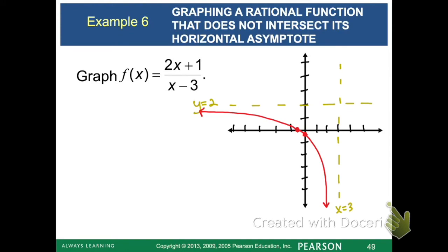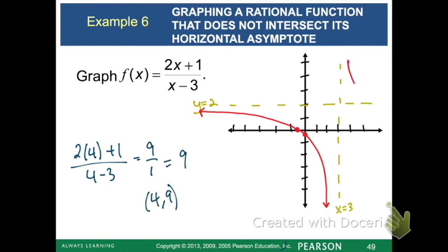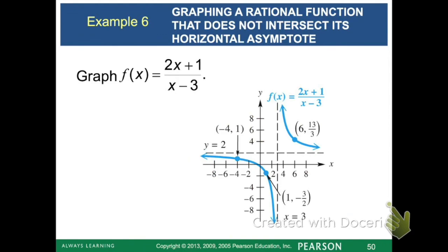Now I'll focus on the right side of the line x equals 3. I can test any number that's on the right of 3 on my x-axis. I'm just going to pick 4. So if I plug 4 into my equation, I get out 9. 9's positive, so I know that my graph is going to be above my horizontal asymptote. So here's what our graph looks like. Make sure that I can clearly see your asymptotes and your intercepts on your graph.